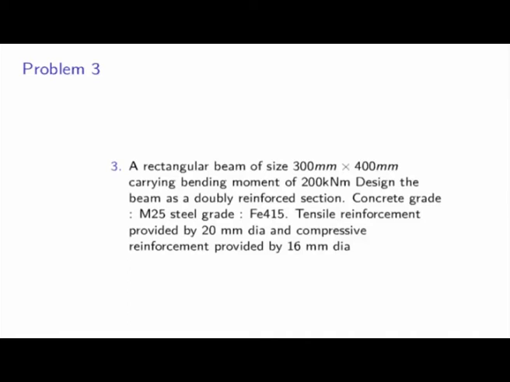In the compression side, in the concrete side, though we provide bars, please note those bars we are providing hold the stirrups; they are not there from the strength point of view. Now the question is: a rectangular beam of size 300 millimeter into 400 millimeter carrying a bending moment of 200 kilonewton meter, design the beam as a doubly reinforced section. Concrete grade here M25, steel grade Fe415.